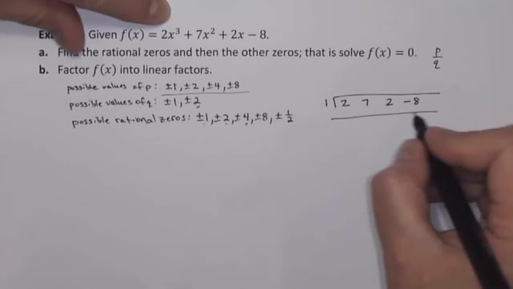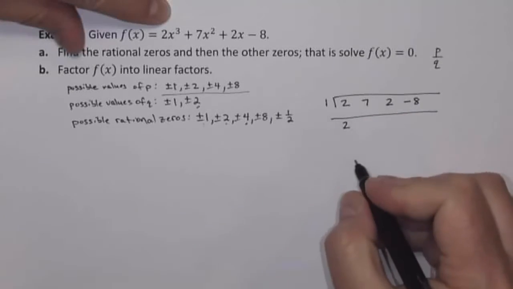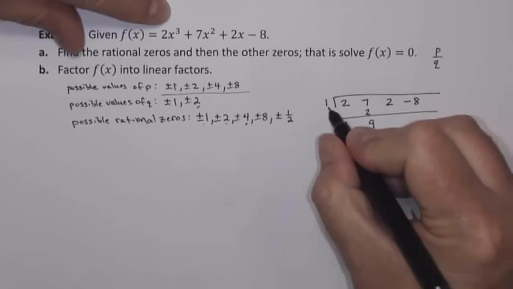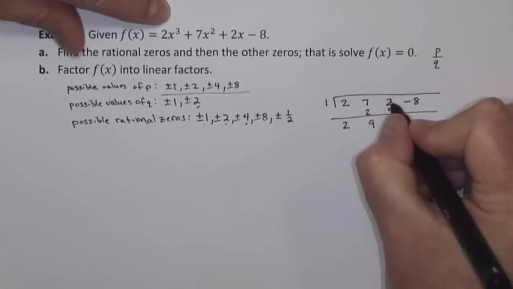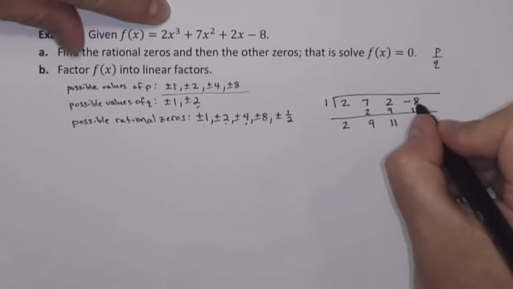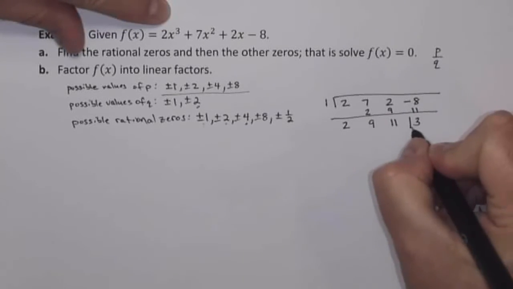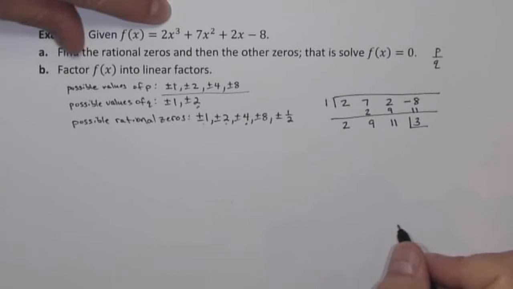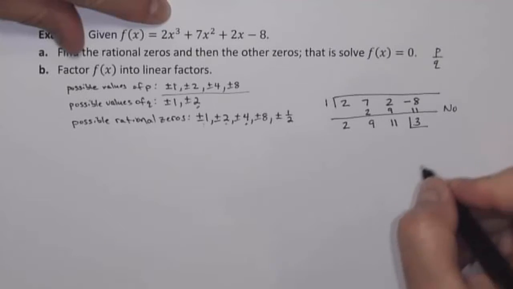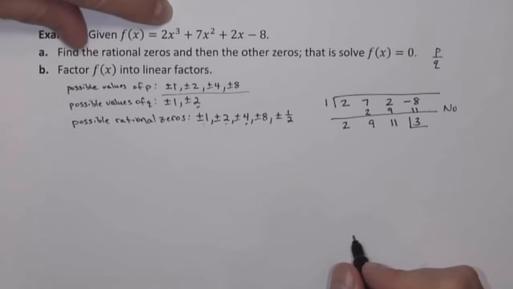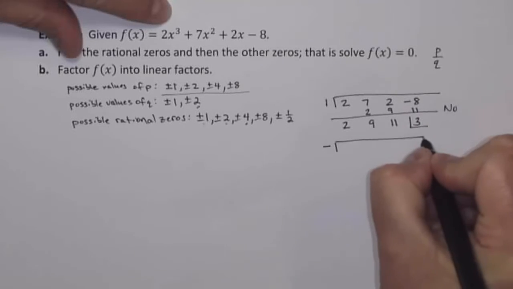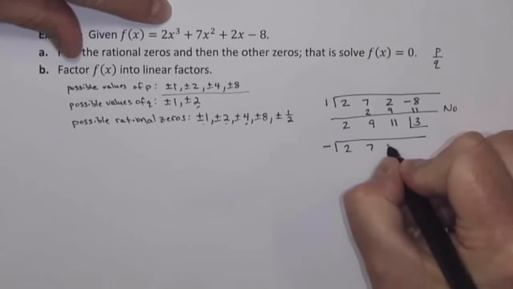Okay? So going through synthetic division, I'm going to drop down my 2. 1 times 2 is 2. 7 plus 2 is 9. 1 times 9 is 9. 2 plus 9 is 11. 1 times 11 is 11. Negative 8 plus 11 is 3. That's the remainder. It's not 0. So 1 is not a 0 of our polynomial function. So let's try negative 1. So I'm going to go the same process.